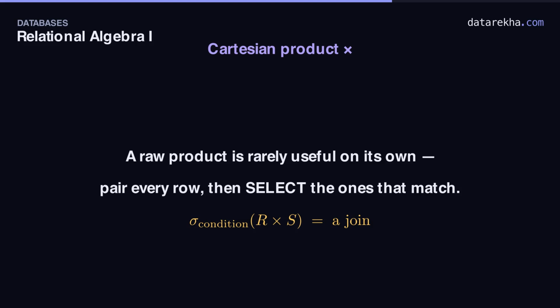Pair every row. Then use selection to keep only the pairs that belong together. And that combination, product then select, is exactly what a join is. We build joins next.